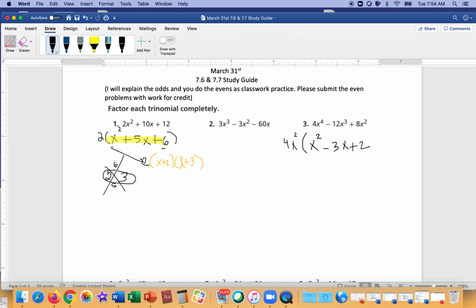plus 2. Now again, we're looking at what's left in here. You don't look at the 4x squared anymore, just look at the yellow, x squared minus 3x plus 2. So let's see, is there a combo that multiplies to a times c? I'm only looking at this yellow part. So 1 is the a now, a times c, so it multiplies to 2 that adds to negative 3. Let's see, negative 1 and negative 2.